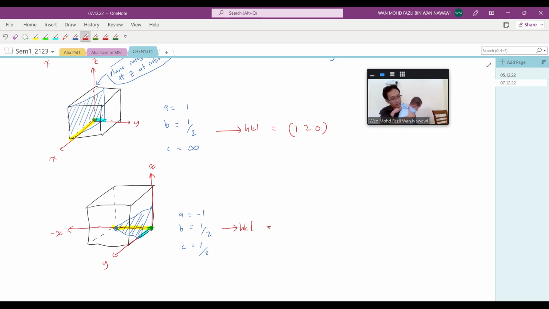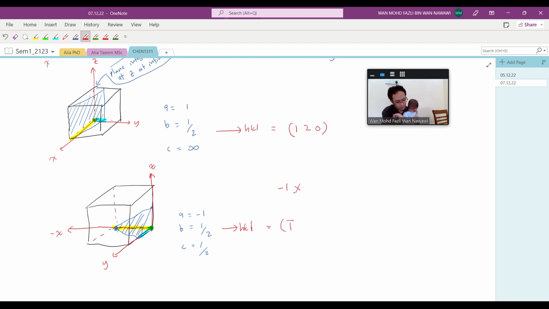So what you do is 1 over -1, which is basically -1. So you put 1 bar. Okay, 1 bar. So that's how you put a notation for negative in the Miller indices. Instead of doing -1, you do 1 bar.